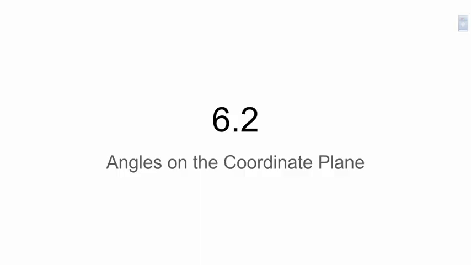All right, so now we're getting into 6.2, where we're going to talk about angles in the coordinate plane. Up till now, you've probably dealt with angles in degrees, and we're going to introduce a new way of measuring angles. This is going to be the radian. You've probably seen it on a calculator as RAD, and it's a measurement of the angle that is based off of the radius of the angle itself.